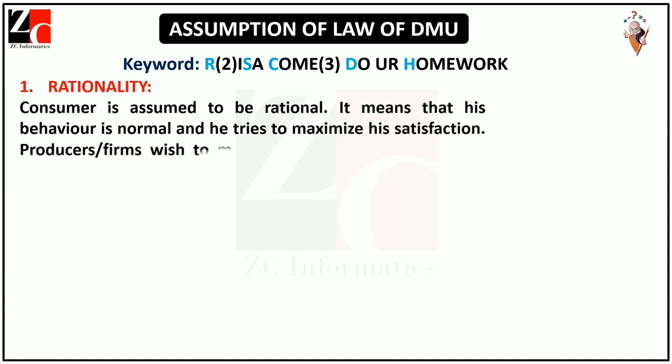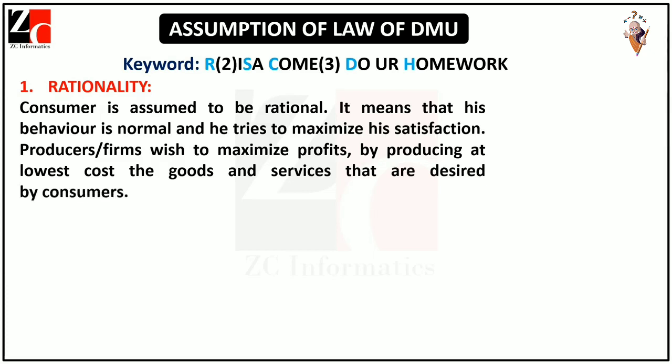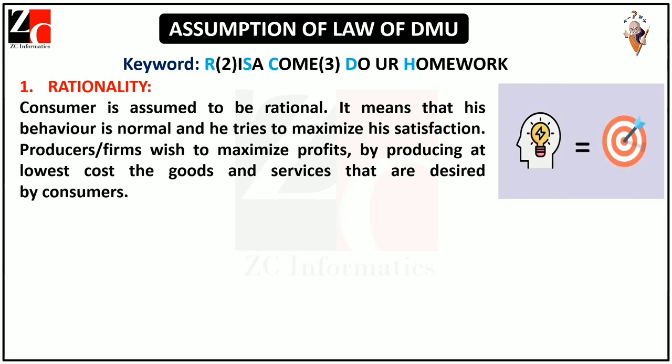Producers or firms wish to maximize profits by producing at lowest cost the goods and services that are desired by the consumer. In order for the law of DMU to apply, it is assumed that the consumer is rational and behaves normally. The aim of the consumer should be to maximize his satisfaction.